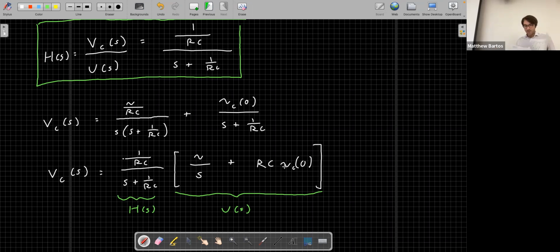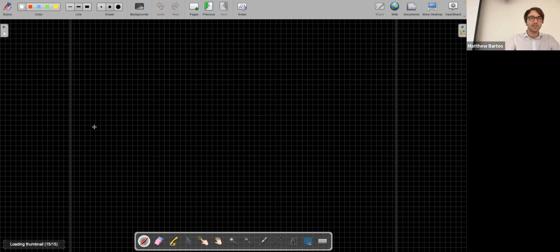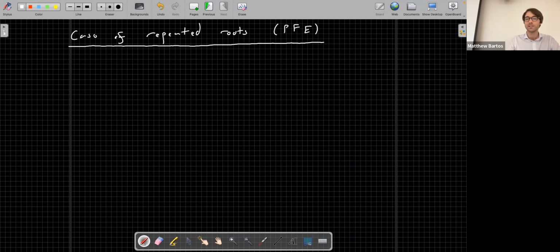Great. Okay, so with that, I'm going to, again, slow things down, and I'm going to go through the case of repeated roots. So this, again, will help you for your homework. We're going to look at the case of repeated roots. And this is, again, talking about partial fractional expansion. So repeated roots always kind of mess things up.